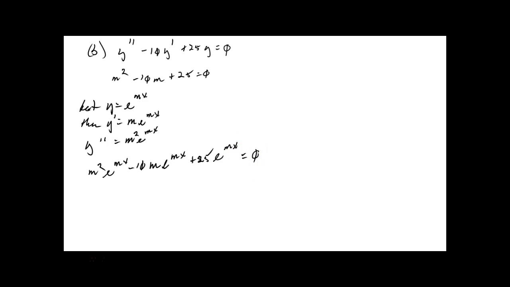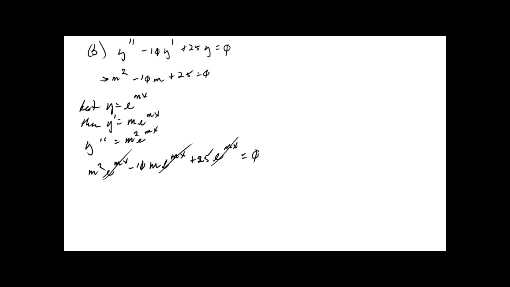Right? Since e to the mx is never, ever, ever 0, then you can divide it out. There it goes. And that leaves you m squared minus 10m plus 25 is equal to 0, which is what we wrote down to begin with. That's your auxiliary equation. That's what they call it.